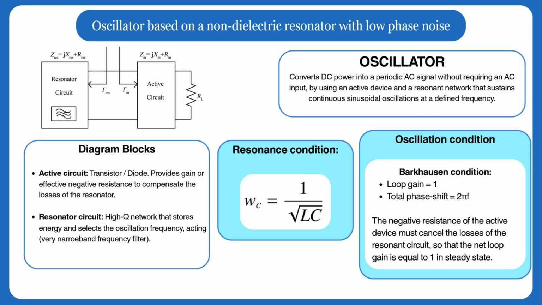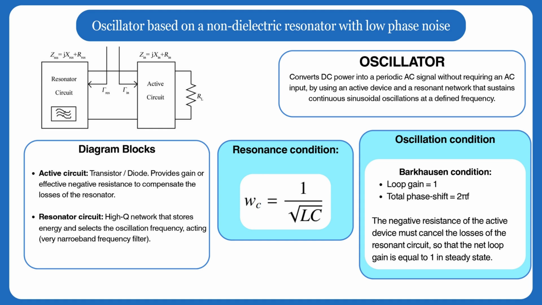For the first part, the goal is to design a low phase noise RF oscillator, which converts DC power into a periodic AC signal without explicitly requiring an AC signal at its input. We will obtain this circuit by using a high Q non-dielectric resonator and an active device that provides effective negative resistance. The basic structure consists of a resonator circuit connected to an active circuit. The resonator sets the oscillation frequency, while the active device compensates the resonator losses and determines the output level.